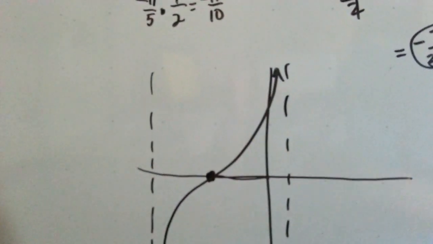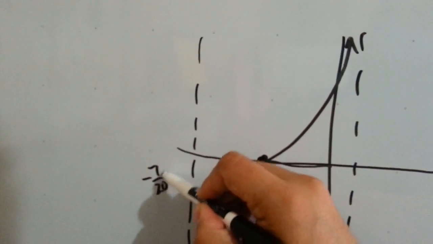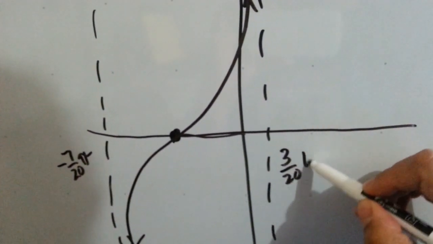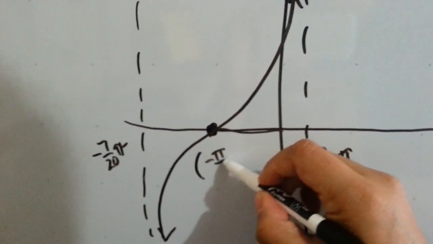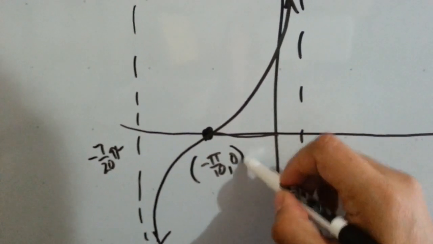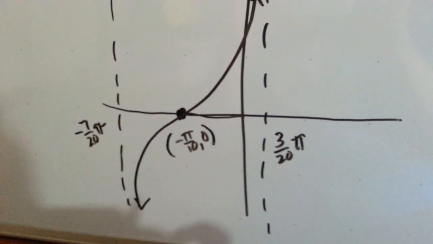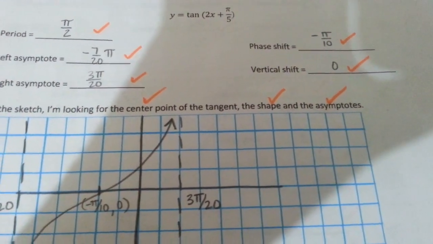In terms of labeling, you would say that this is negative 7 over 20 pi. This is 3 over 20 pi. And that the center point is negative pi tenths, comma 0. There you go. In terms of how to report the answer, this is what it should have looked like on your test.